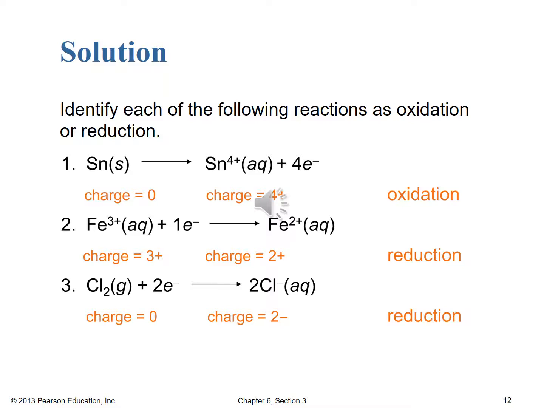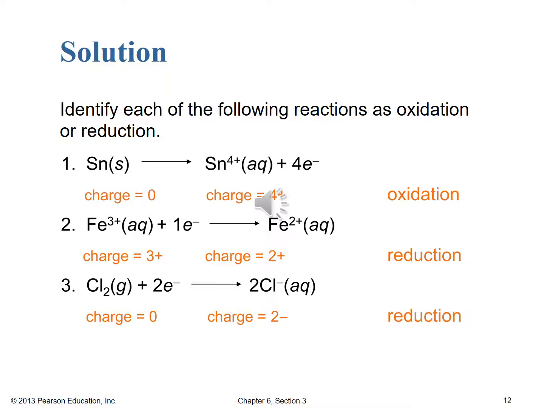Number 2 and number 3, the giveaway probably is the electrons being on the reactant side rather than the product side as in the first example. So hopefully you identified that both of those reactions, 2 and 3, are showing reduction. In number 2, it's the iron 3+ ion gaining 1 electron to become an iron 2+ ion. Again, we're moving from a more positive to a less positive number, and therefore moving to the left on that number line is a reduction process.